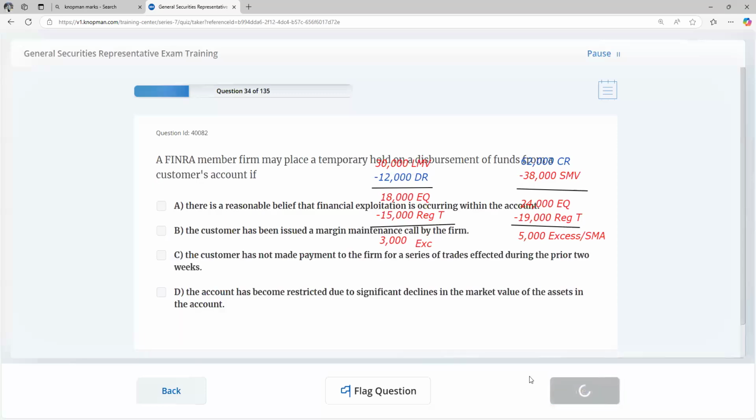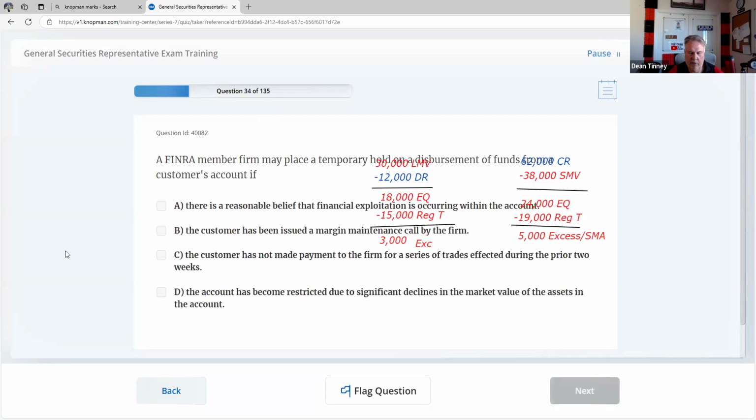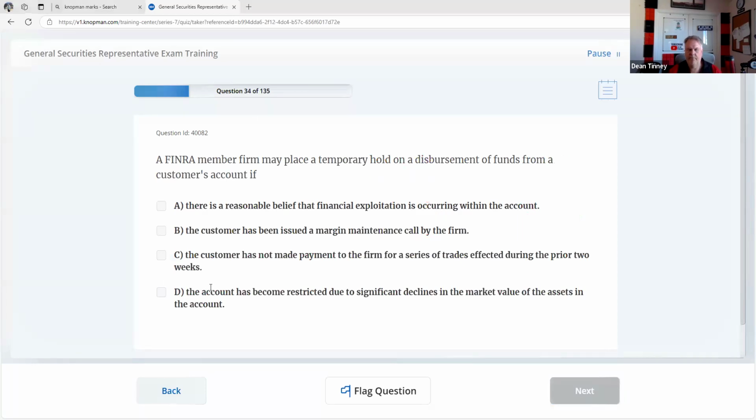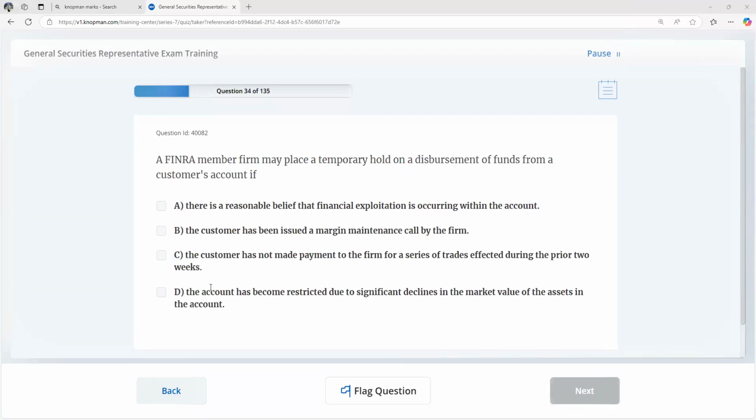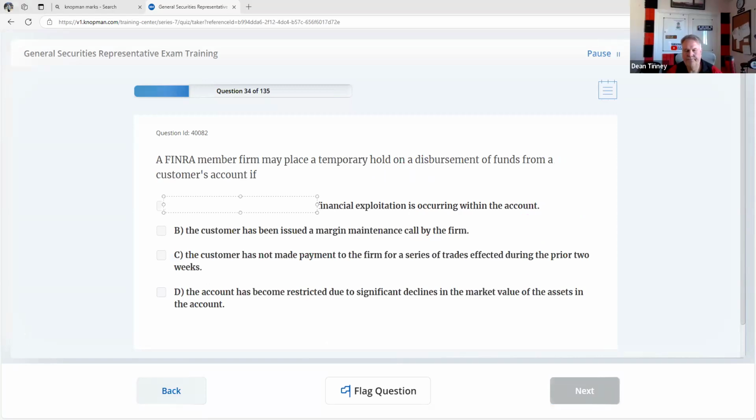Couple margin questions so far. Well, we only had one like that. That was a nasty one. But a FINRA member firm may place a temporary hold on the disbursement of funds from a customer's account if, I think there's a reasonable belief that financial exploitation is occurring within the account. Yeah, that's right. Remember, boom.